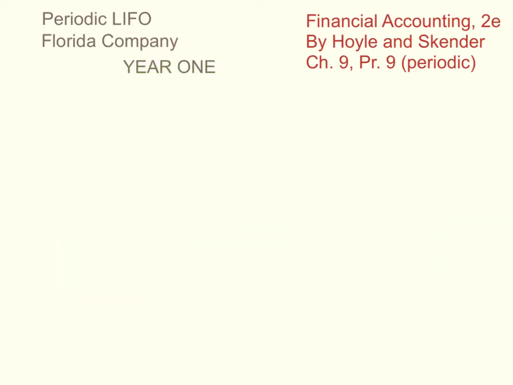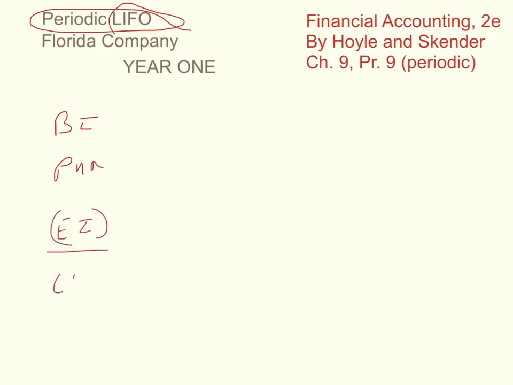Now what we're going to do next is compare that to the Florida company. Now you can see with the Florida company that the Florida company is using periodic LIFO. It's still a periodic system. So you'll still start off with beginning inventory, you'll add purchases, and you'll subtract ending inventory, just like we've done before, cost of goods sold. That's a periodic system right there. This again, though, don't forget, is year number 1.